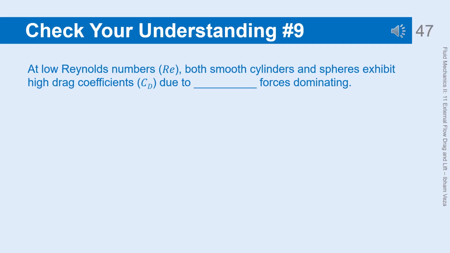Check your understanding, number 9. This question reinforces that at low Reynolds numbers, viscous forces are the main cause of high drag coefficients. In this condition, inertial effects are still small compared to viscous effects. Therefore, the flow is strongly damped by viscosity. This concept is the basis of creeping flow and Stokes flow. This understanding is important for microfluidics and small particle applications.